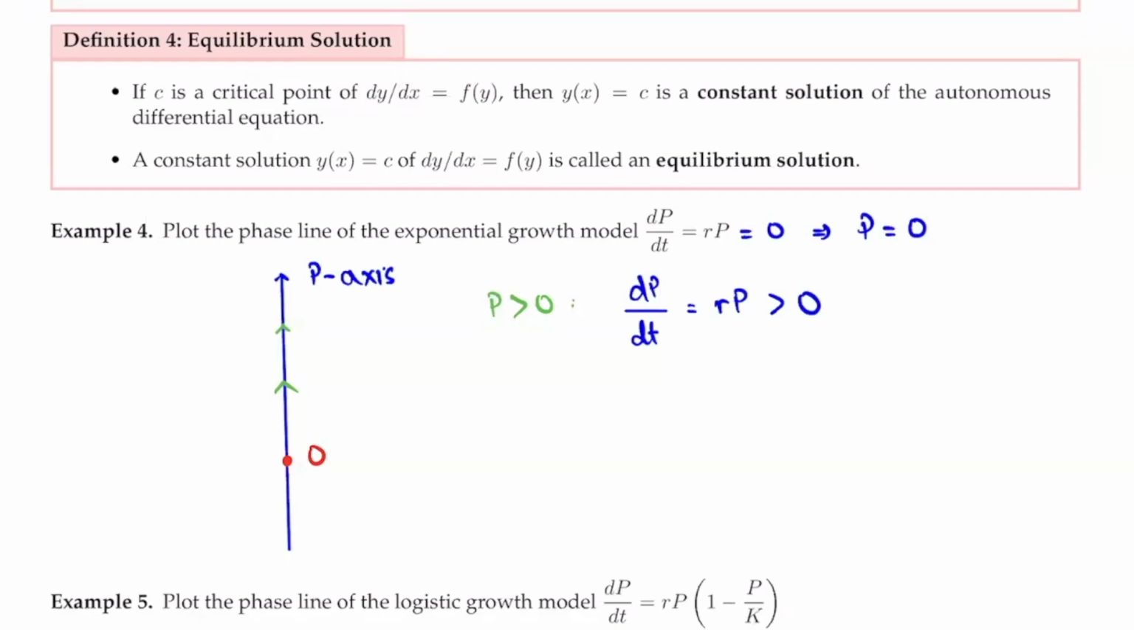So in the case of P less than 0, you have dP/dt equal to R times P. So R is positive, P in this case is negative, and therefore the product will give you a negative value. And therefore, this is an arrow pointed downward. It's negative. That's how you analyze the solutions of P using the phase line.